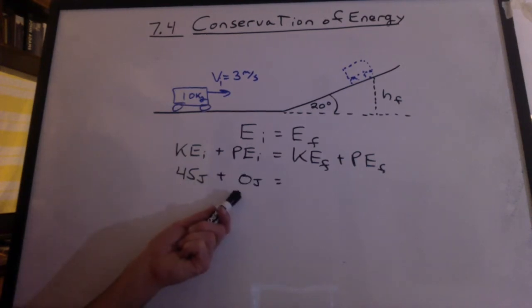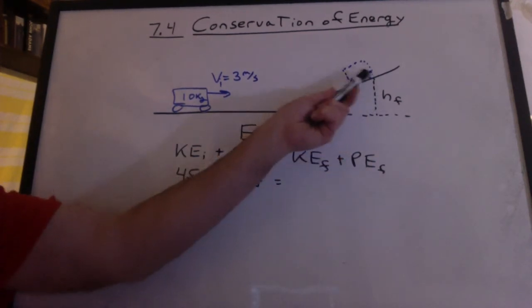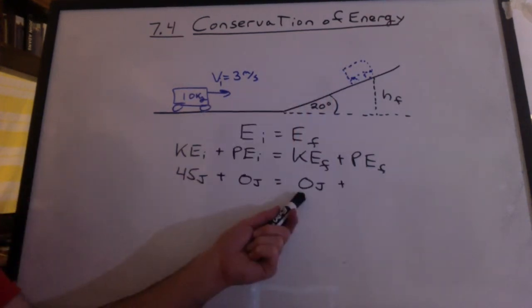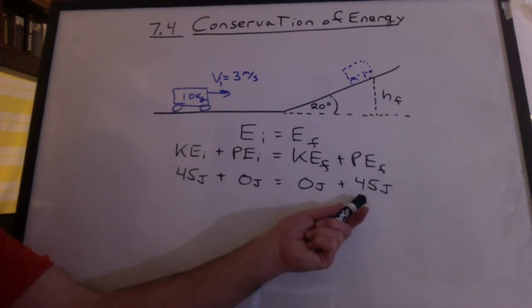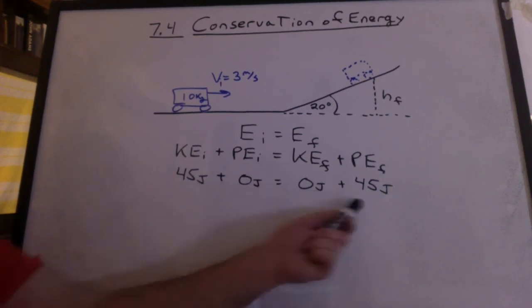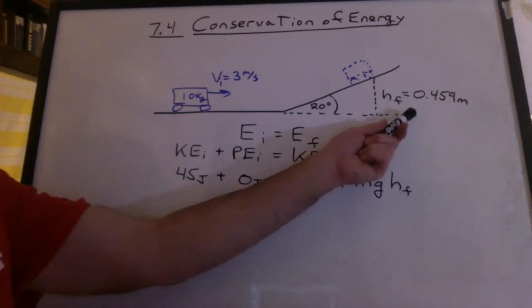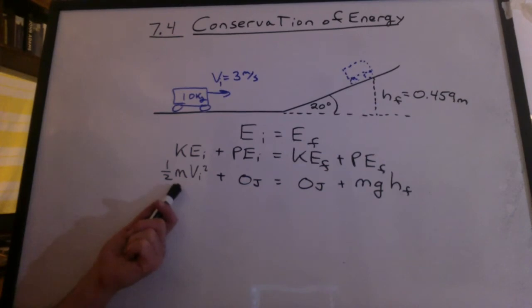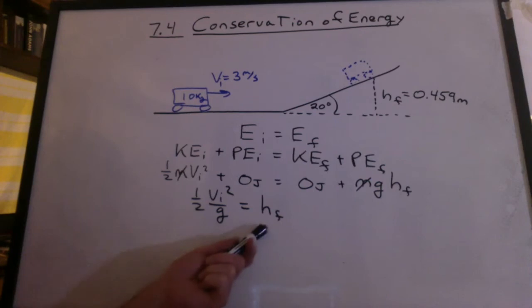We're at the bottom of the hill, we have 0 PE. Now, when we say how high up will it go, we have to realize that the velocity up here is going to be 0. So we're going to have 0 joules of kinetic energy at the end. Well, we're going to have 45 joules of potential energy at the end. The kinetic energy turned into potential energy. mgh, and we get 0.459 meters. Of course, we don't have to calculate the energy. We can cancel the masses and derive an equation for the height final.